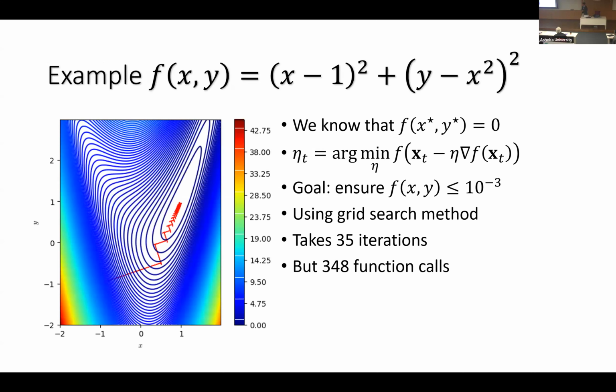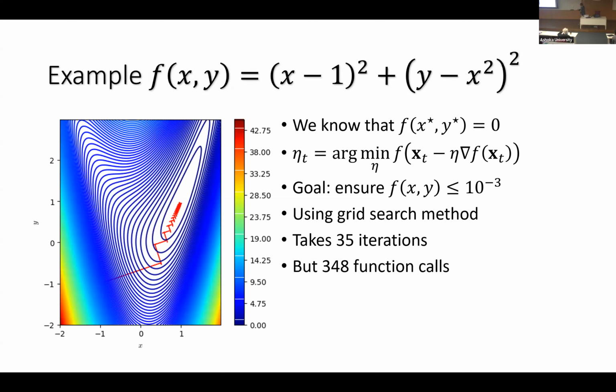Okay, so just let me conclude this. Here I was doing grid search based methods, and it was taking the fewest number of iterations, 35. So far we've never had 35 iterations. But if you count all the function calls, that is much more, 348, not 10 times.